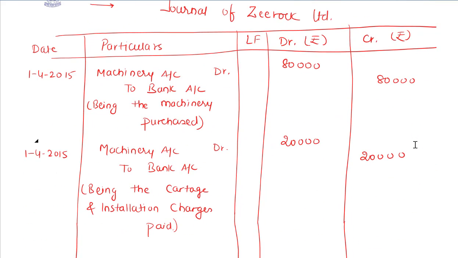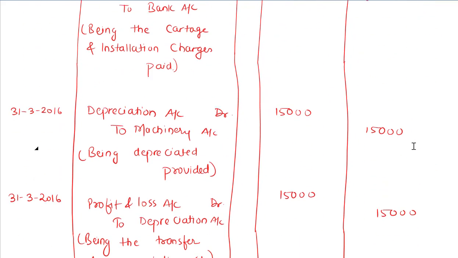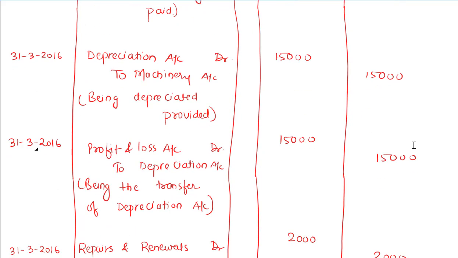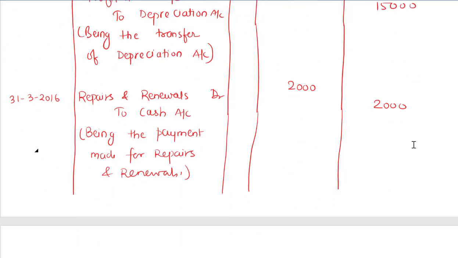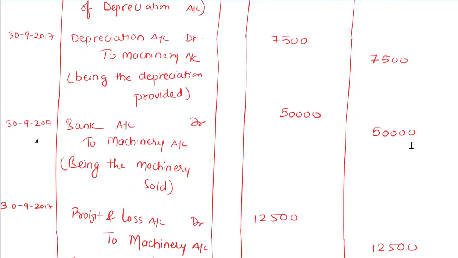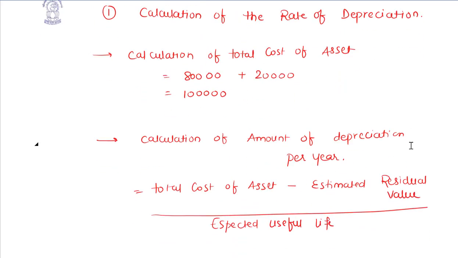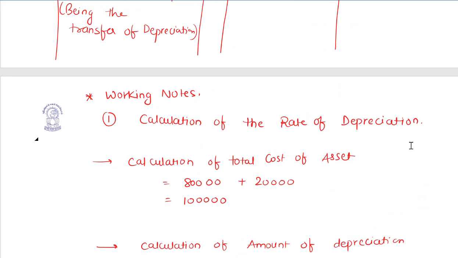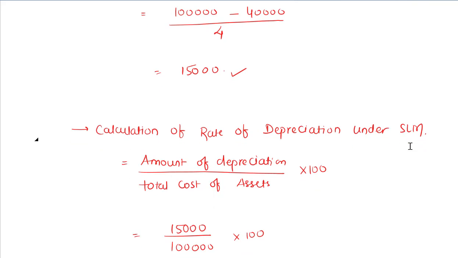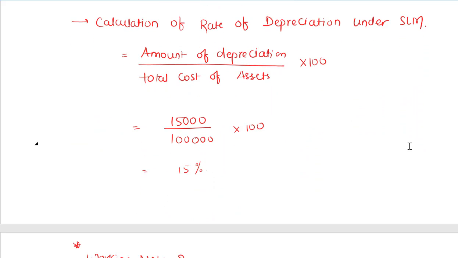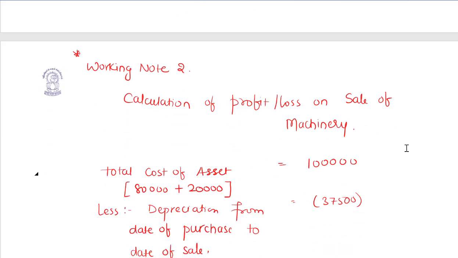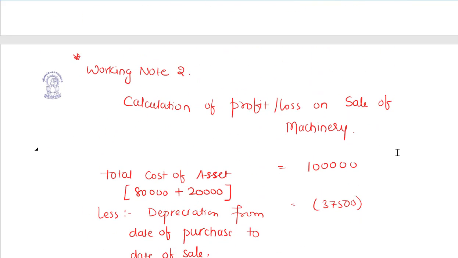First of all what we have done, we have journalized the whole transaction. We have recorded the depreciation and transferred to profit and loss account all the entries in relation to this. After that, wherever required, we have done the working. So working note number 1 was the calculation of the rate of depreciation. We have also calculated the amount of depreciation, that was 15,000 for 12 months.